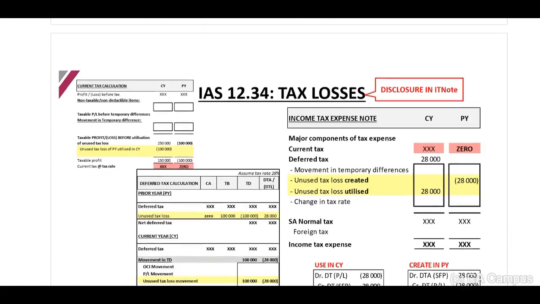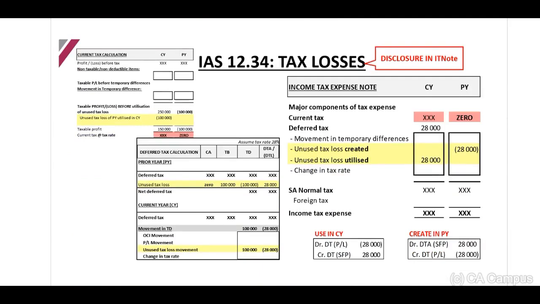Right. Now, in terms of our disclosure, if you look at this on the left side, I've included a copy of my current tax calculation as well as a copy of my deferred tax calculation. And then on your right side is our income tax expense note. We have discussed our current tax calculation as well as our deferred tax calculation, but now I want to indicate to you, how do we include this in our note?